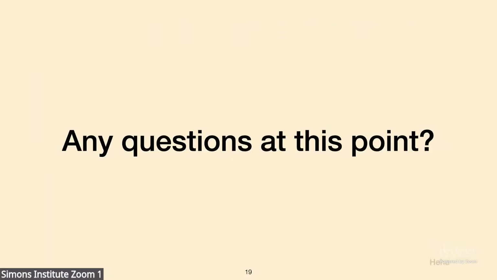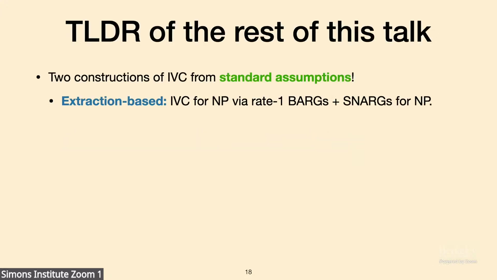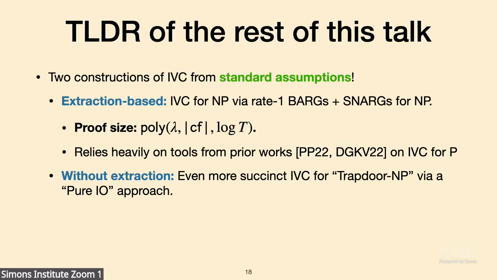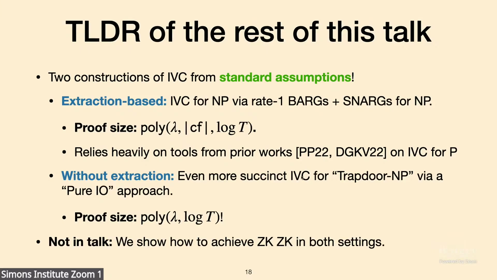Any questions? So the succinct IVC is not for all of NP, it's for a subset of NP. But yeah, I'll explain what that means in a bit.